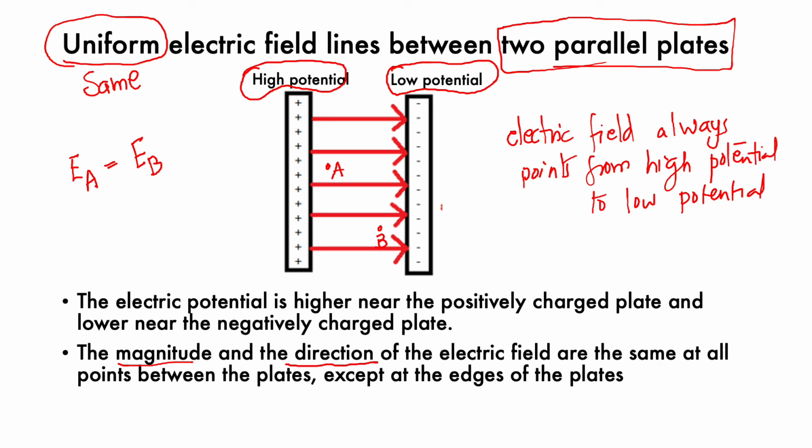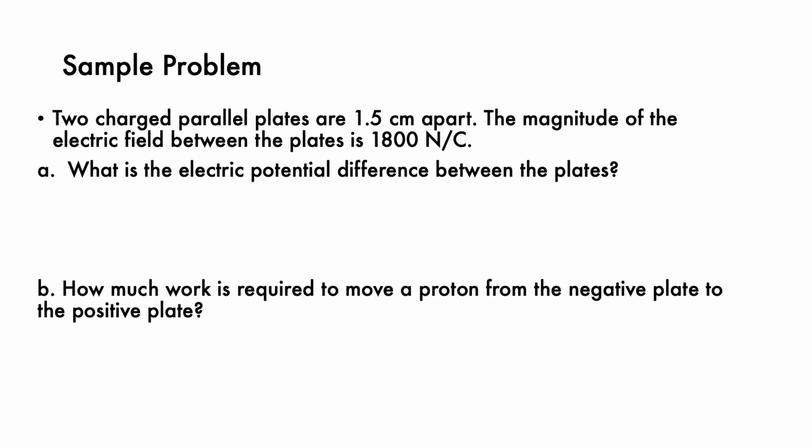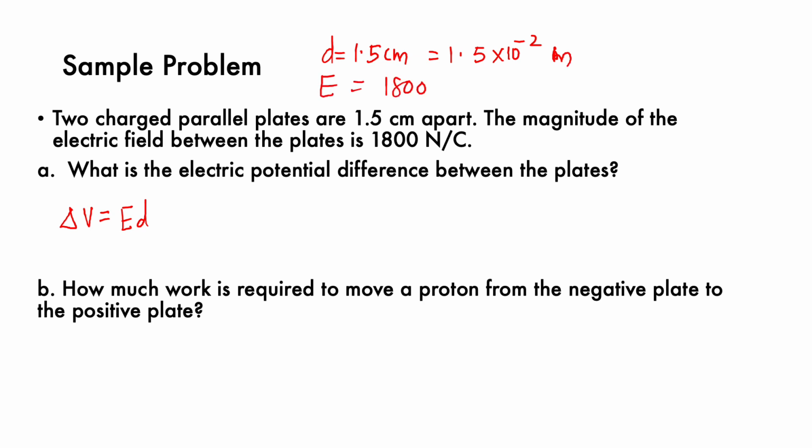Okay, now let's copy that here. So delta V equals E D, I'll have to write that again. D is 1.5 centimeter, which is 1.5 times 10 to the power negative 2 meters. We have to convert that into meters, and E is equal to 1800 Newton per coulomb. So we can write 1800 multiplied by 1.5 times 10 to the power negative 2.